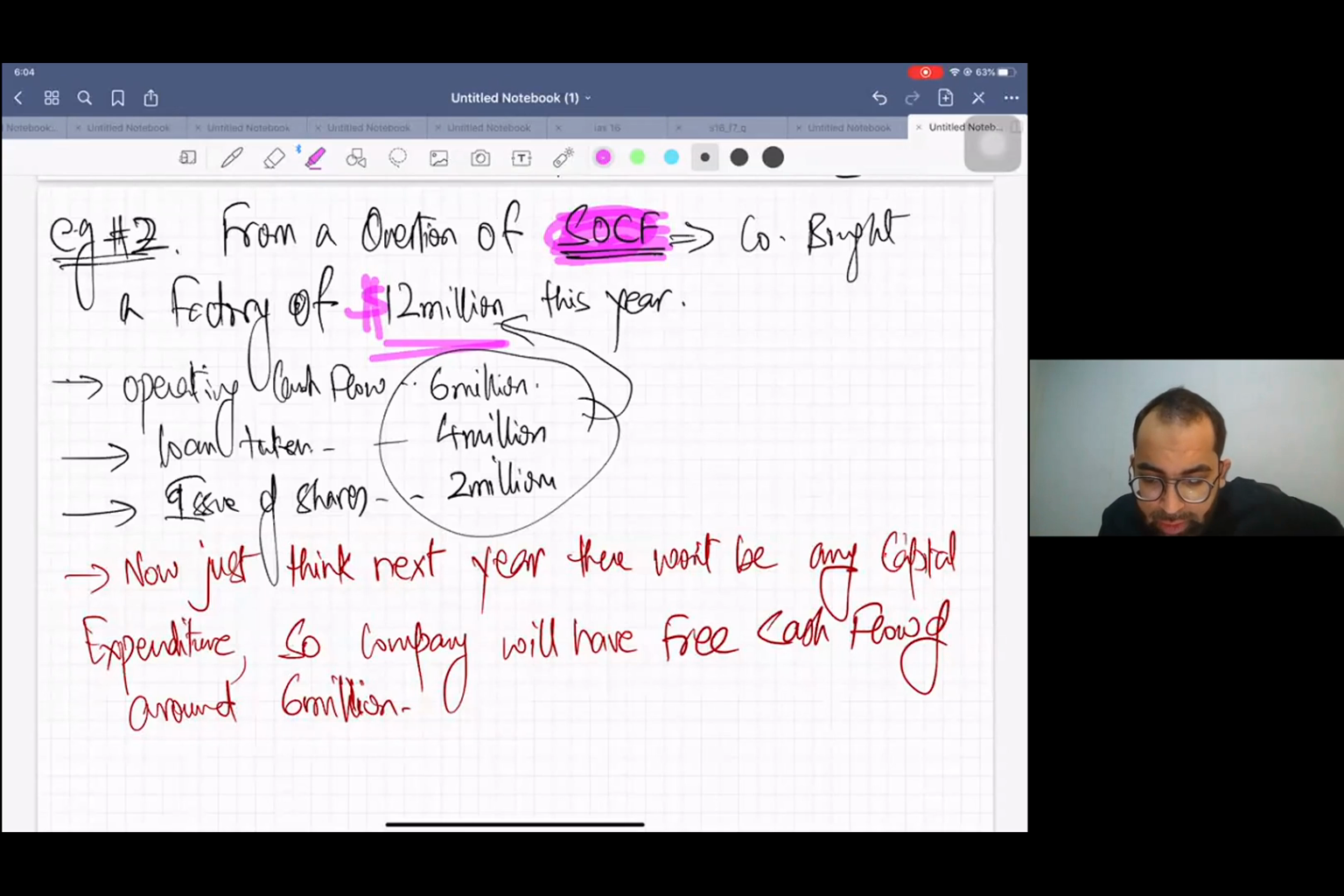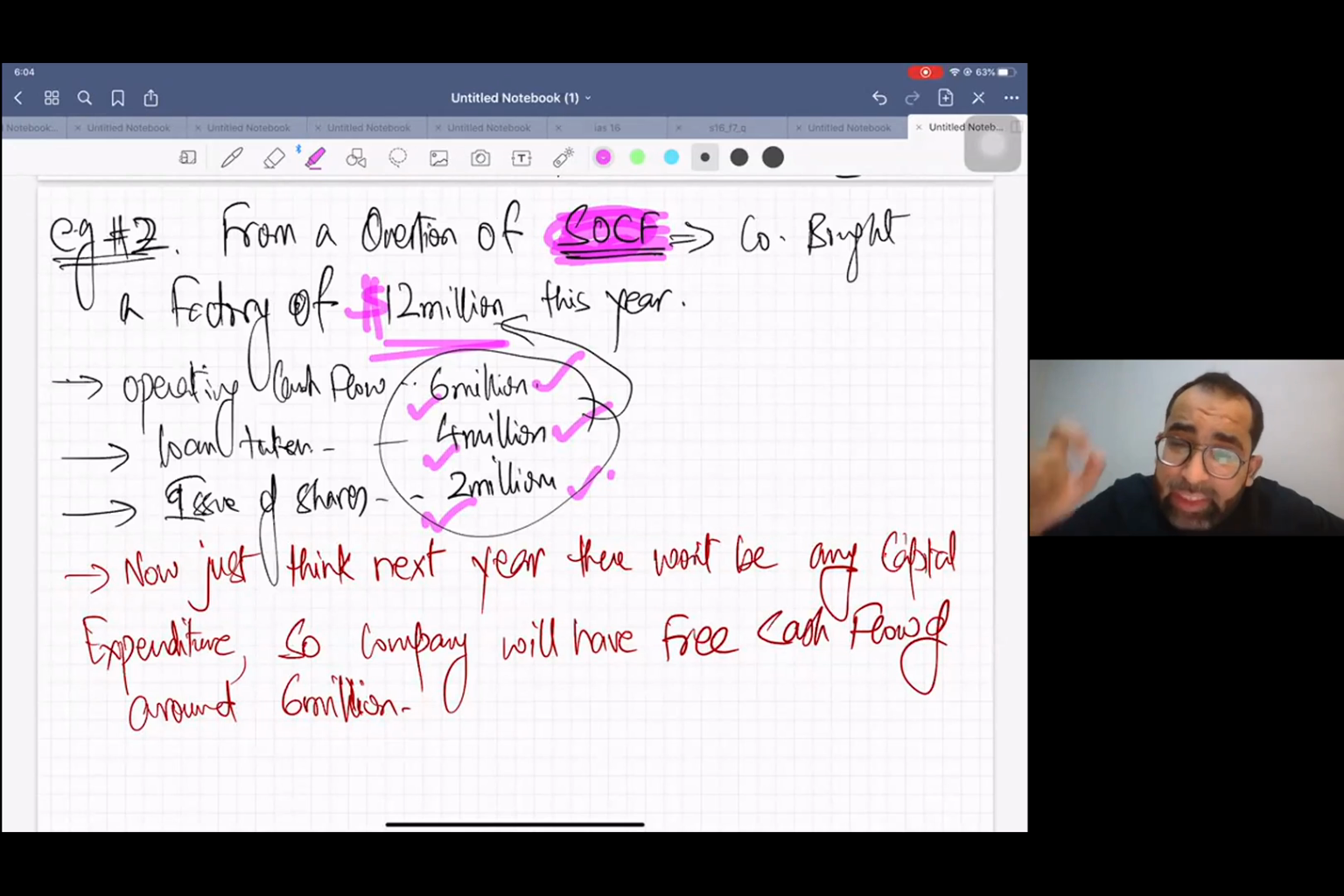In the same question, we had operating activities cash flows of 6 million, positive cash flows of 6 million. The company took a loan of 4 million and the company issued shares. The company generated cash by issuing shares of 2 million. So this is a simple connection. 2 million from the share issue, 4 million from the loan, and 6 million from operating cash flows. So 6, 4 and 2 makes 12 million, and the company invested that 12 million in that factory.